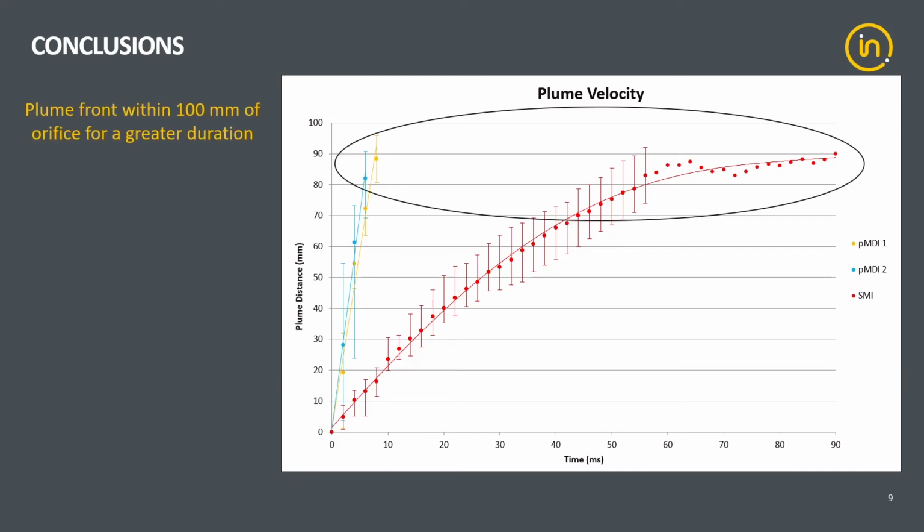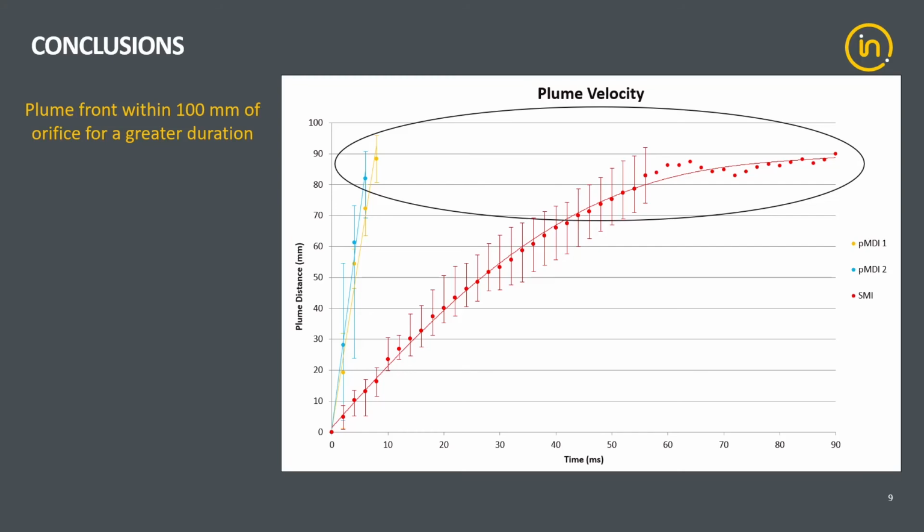The second point is the longer duration of the SMI, where the plume front stays within the 100 millimeters of the field of view for a greater duration. As previously mentioned, SMIs have a lower initial plume velocity and this longer duration, which means there is less of a requirement for synchronization, so less training is required to use the device, and increased patient compliance leads to better drug deposition within the lungs.